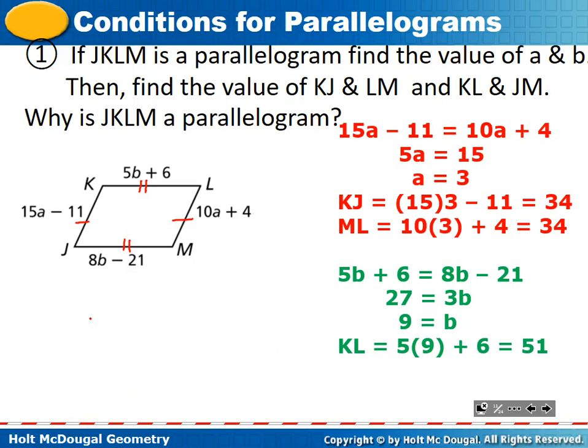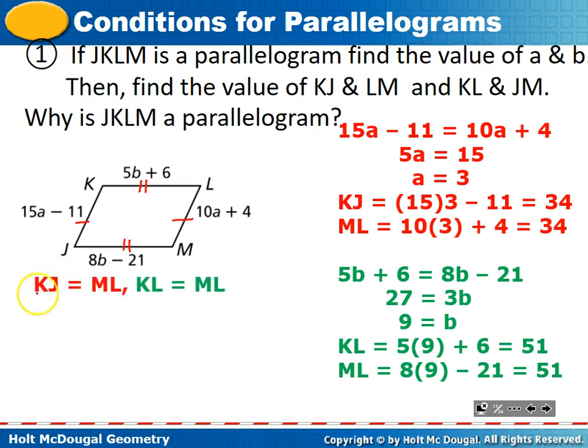Fixed it, so it's 5 times 9 plus 6 is 51, and 8 times 9 minus 21 is 51. So again, we can see that those two pairs of opposite sides are the same measure, so they are congruent. So here we can say KJ is equal to ML, and KL is equal to ML.